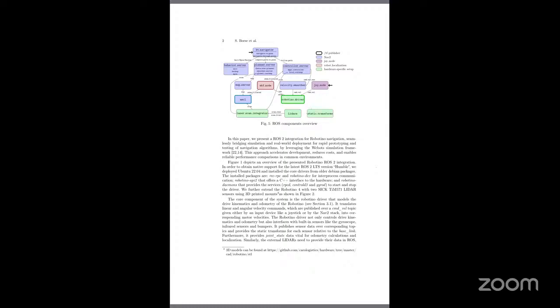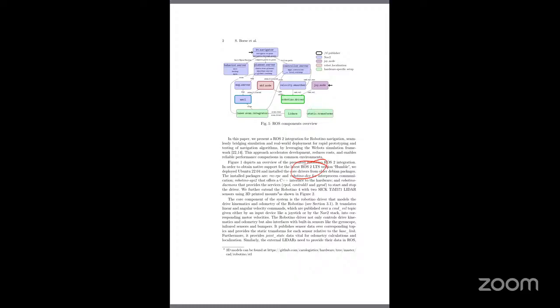Okay, then what is ROS2 Humble? The ROS2 long-time support version is called Humble Hawksbill. This is a stable version as well as long-time support. LTS means long-time support.